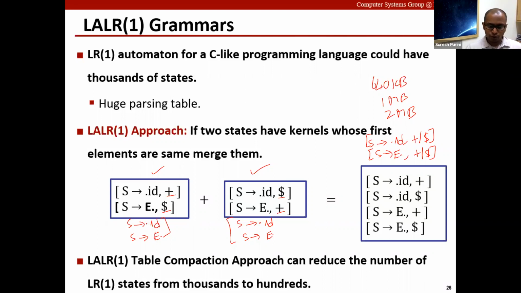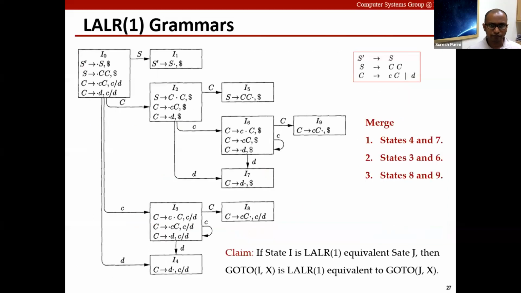So the idea is, through this table compaction process, we can reduce the number of states in the LR1 automaton. And the Bison parser generator can generate both the LR1 parsers and the LALR1 parsers. The parsing algorithm remains the same. The only thing that changes is the way we construct this automaton.